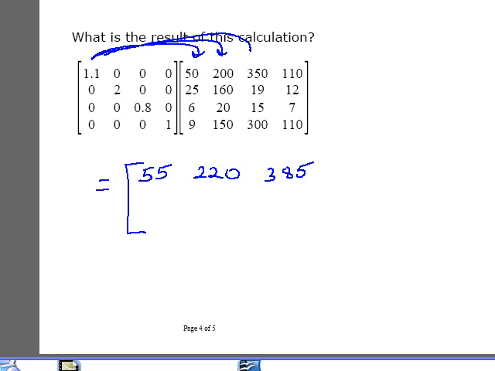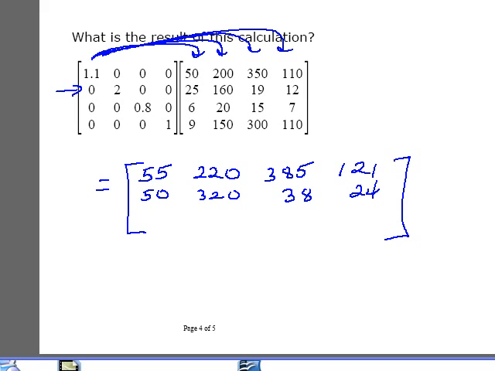And then I've moved now to the fourth column. All those zeros, because of those, I can just disregard the 12, 7, and 110. There's 0 contribution. And I have 1.1 times 110, which would be 121. Okay. Now move to the second row. In the second row, all I have here is a 2, and it will multiply the 25. Then I have 0 times 200, 2 times 160, which gives me 320, and 0 from 20, 0 times 150. Continuing, 19 goes up to 38, and the 12 becomes 24.